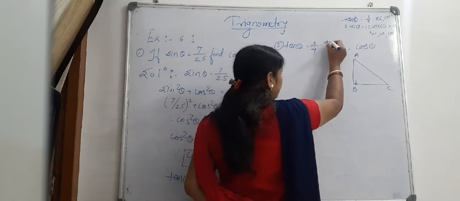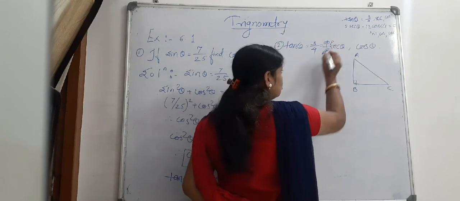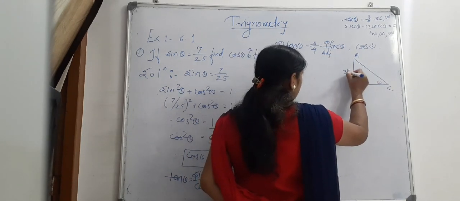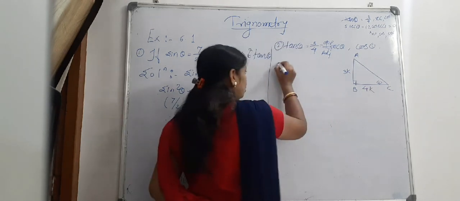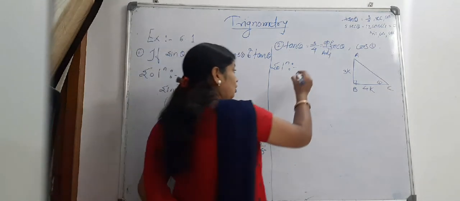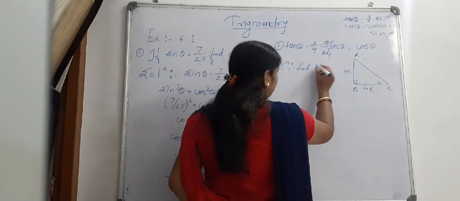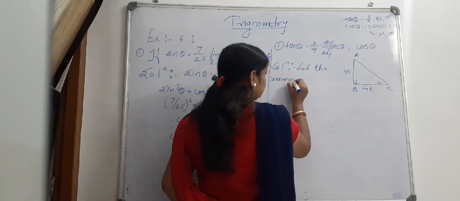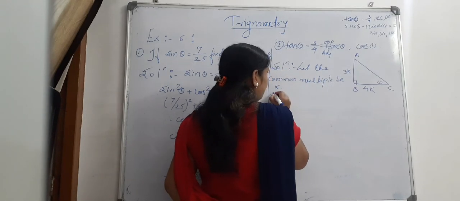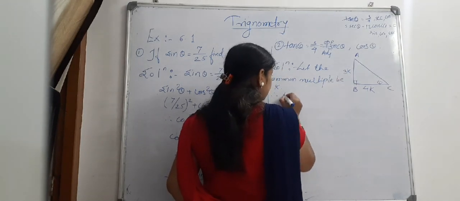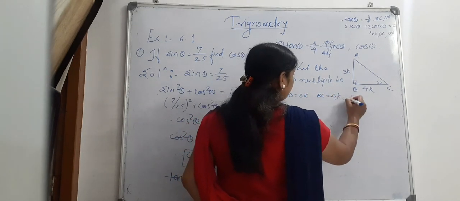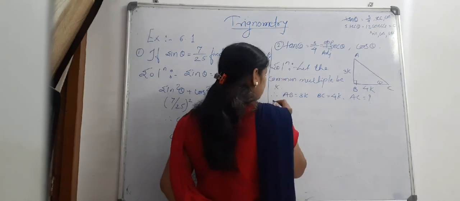Now tan theta is given means what is given? Opposite upon adjacent. It is your angle theta, opposite upon adjacent. So here always you have to take, let the common multiple be x, k or any variable. Let the common multiple be k. And therefore your opposite side AB is how much? 3k and BC is 4k.